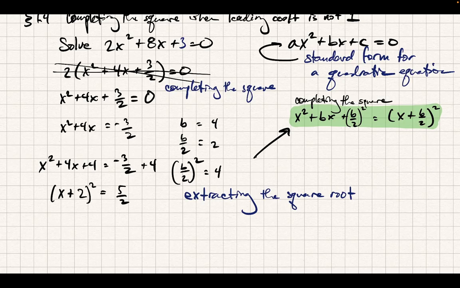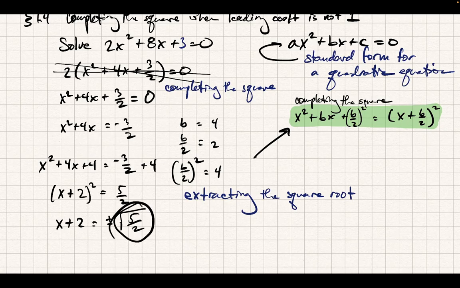Extracting the square root. So what do I do? Take the square root of both sides. That gives me x plus 2 equals plus or minus the square root of 5 over 2.